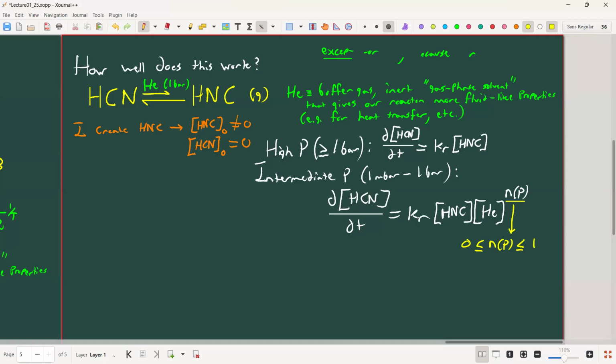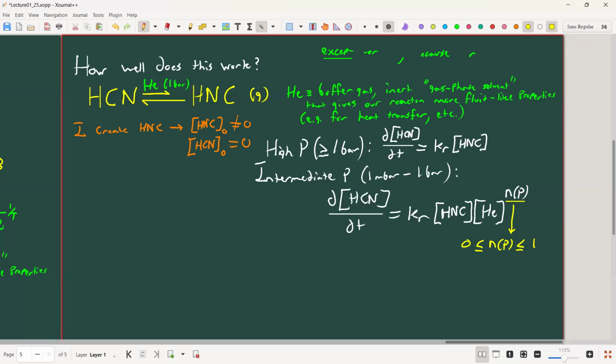So as you start to lower the pressure of helium in your system, the kinetics start to be dependent on the concentration of helium. Now, it's not a perfect first order, but as you get to lower and lower pressure, N of P starts to increase towards 1. It starts to become increasingly more and more important.